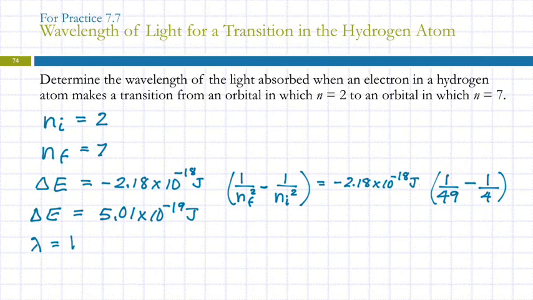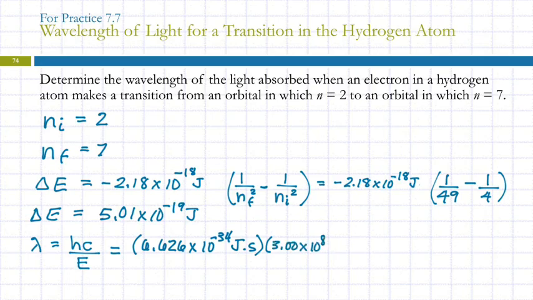Well, the wavelength is equal to hc over E. So we know what E is, and we know what H and C are. H is Planck's constant, 6.626 times 10 to the minus 34 joule seconds. That's where the joule second was. Speed of light, 3.00 times 10 to the 8th meters per second. There's the seconds canceling out. And then down here, we've got the energy we just calculated, 5.01 times 10 to the minus 19 joules. The joules are going to cancel out, and we're going to be left with a unit of meters, which is good because wavelength is a length.